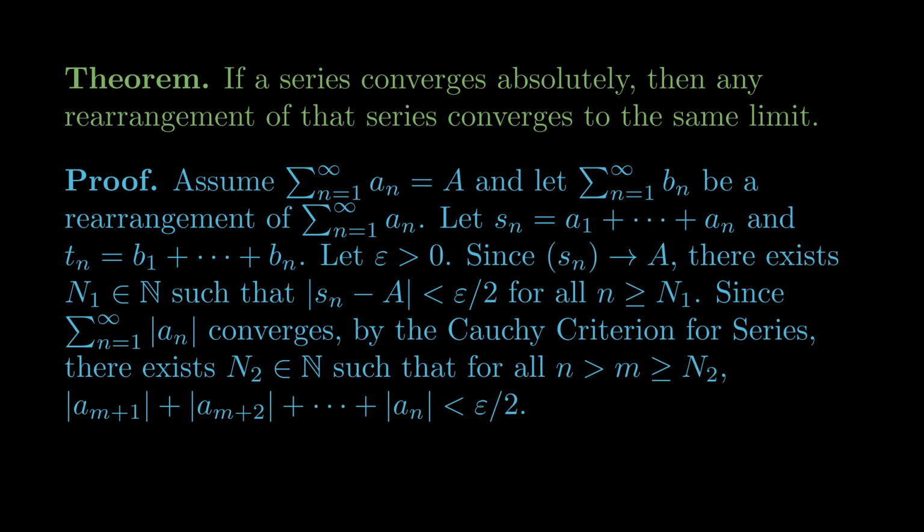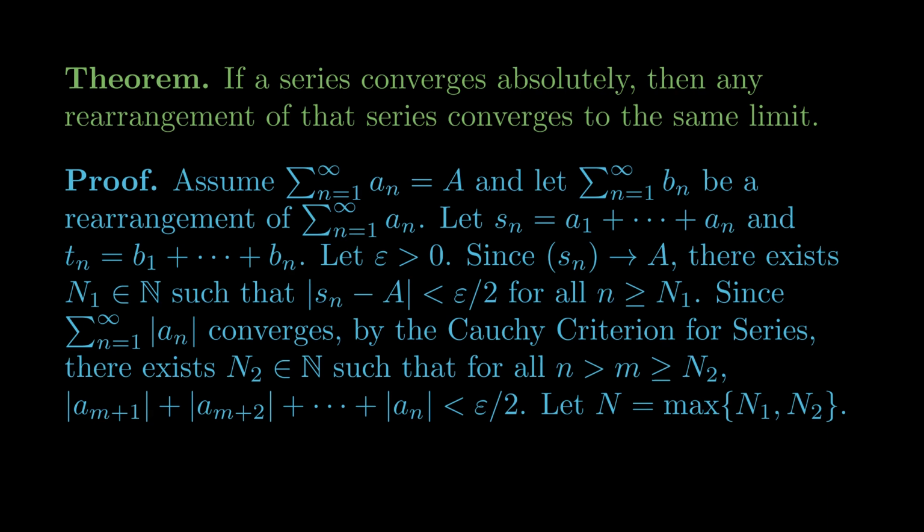And we'll be able to force all of the terms that remain in the difference between our s partial sum and our t partial sum to show up in some expression of this form, and so their combination will be less than or equal to this value, which is less than epsilon over 2. Let's let big N represent the maximum of big N1 and big N2.